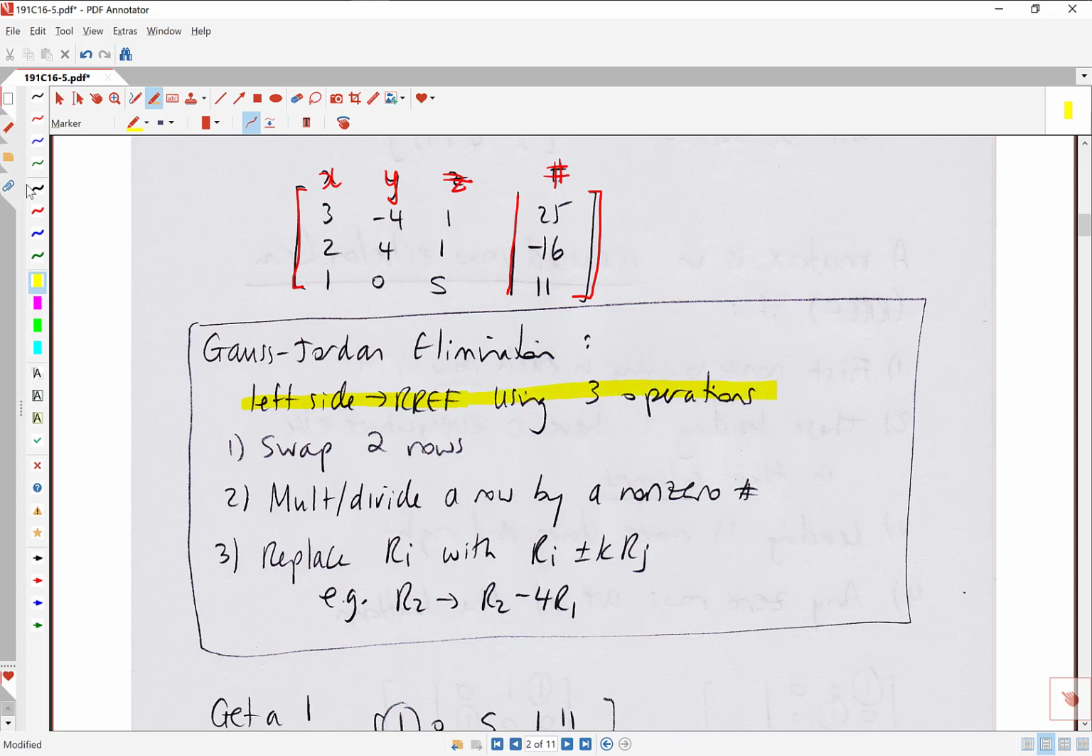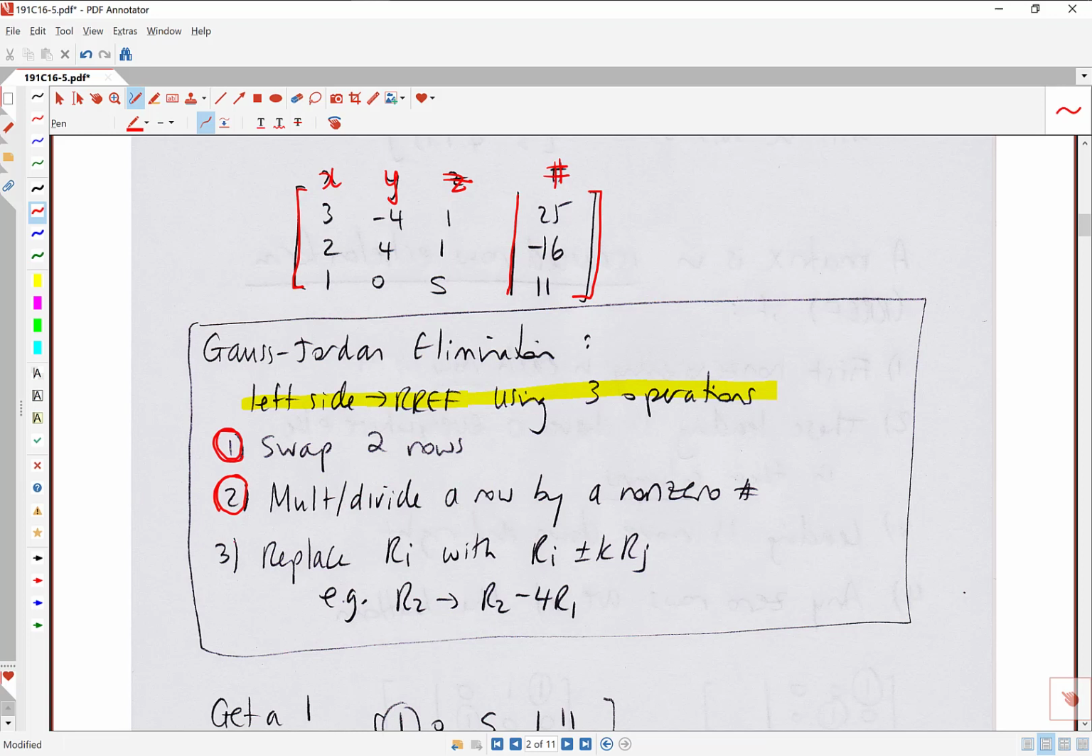So we want to turn that left side into our REF using 3 operations. Now, these operations are going to feel familiar because they are the same 3 operations that we used when we were finding the inverse matrix. So let's review the 3 row operations that we're allowed to do. First, we can swap 2 rows of the matrix. Second, we can multiply or divide any row by a non-zero number. So you can say divide the top row by 3 if you like.